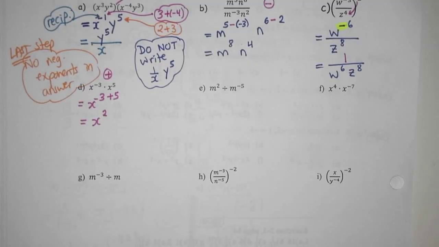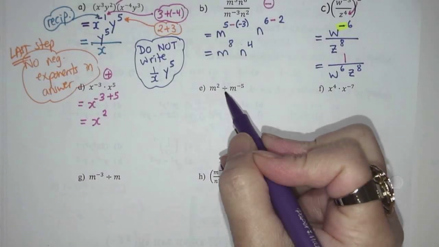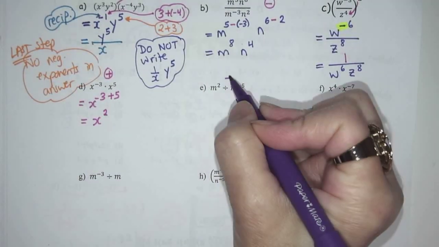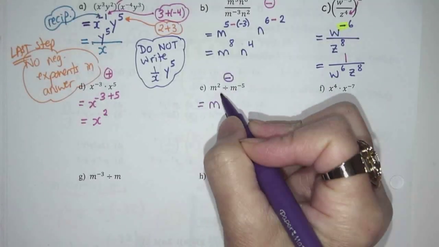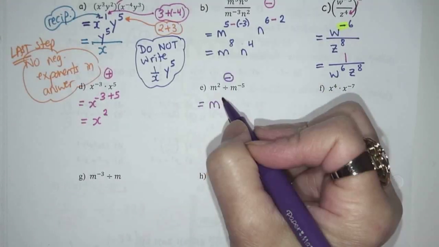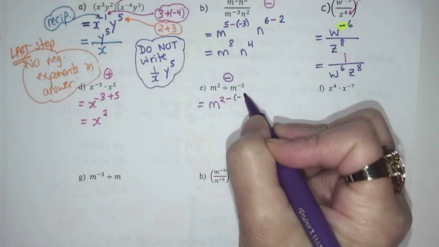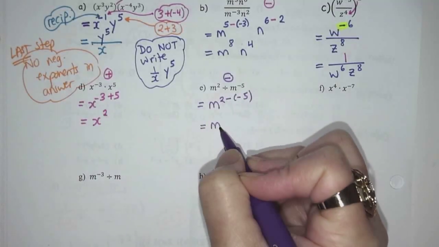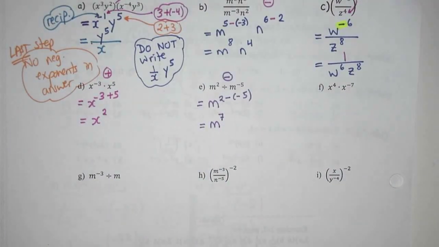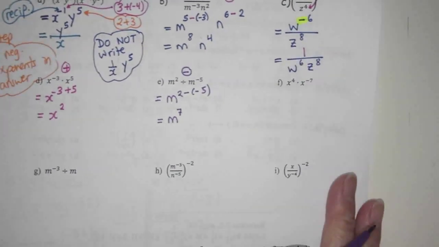So here we have m to the 2 divided by m to the negative 5. So that division, can you subtract, please? So that would be m to the 2 minus negative 5. Minus negative 5 makes it plus, so this would actually be m to the 7. There we go. And we're going to try that again.